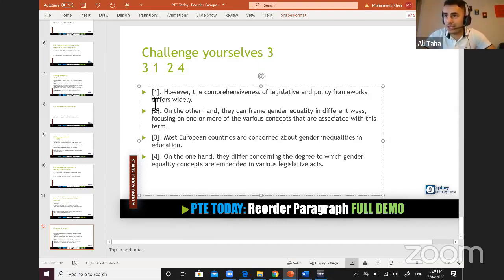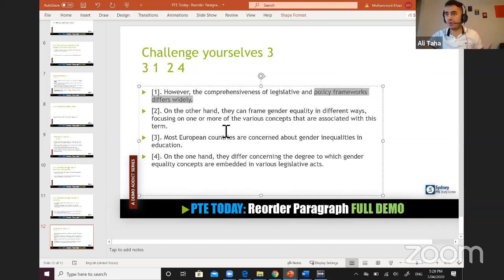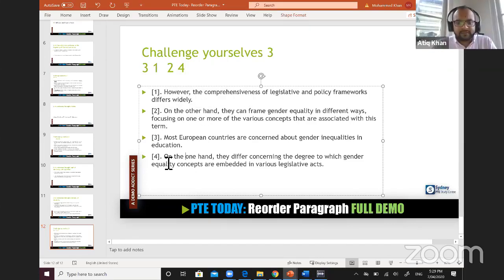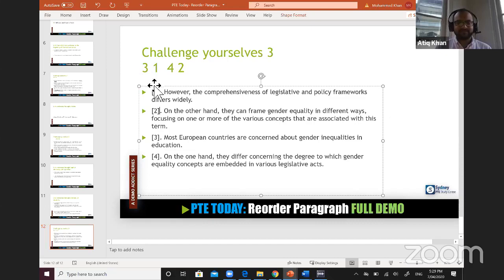And here, if you look at this term, differs widely, the framework is very wide. How wide is it? From one hand to another hand. So here they came up with the framework that they say it differs widely, and they added more information by mentioning it is wide from, on the one hand, to the other hand. So that makes sense, okay, that's why it is 4-2. As I mentioned, it differs widely. How wide? It is wide from one hand to another hand. And the final answer will be 3, 1, 2, 4, 4 and 2.